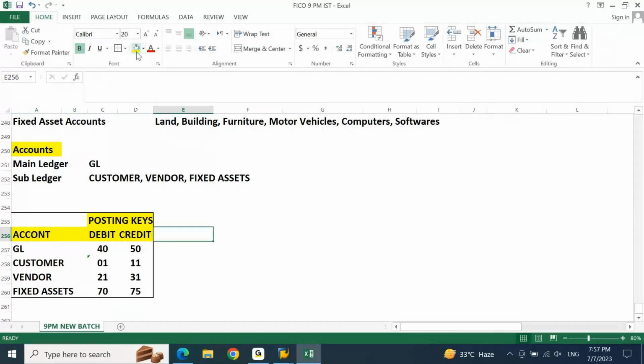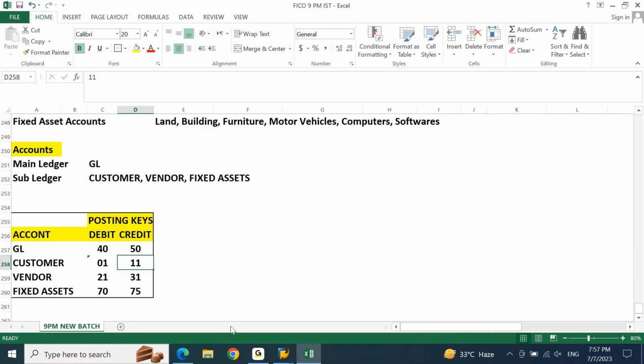Now here we are mentioning only two posting keys, one for debit, one for credit. These are the most commonly used posting keys in SAP for a respective account type. But you have other posting keys which can be used to represent a debit or a credit for the same account type. In general, for GL you are going to have only two things, which is always fixed: 40 for debit, 50 for credit. When it comes to customer, you have 01 for debit, you have 11 for credit.